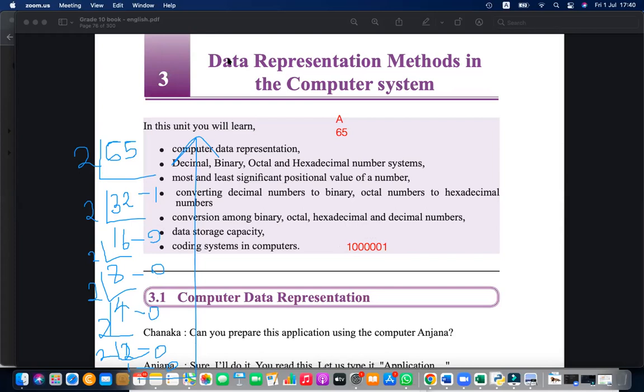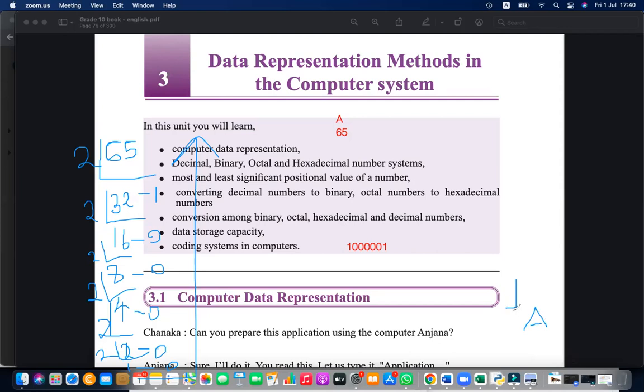So we learn what representation is. Representation means it's not the original. Instead of writing the original, you write something which can be practically displayed, practically added or practically applied in the computing system. Because we don't have a way to write A. We can write A in a book, but can we write A in a computer? No.